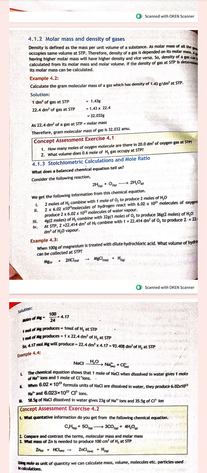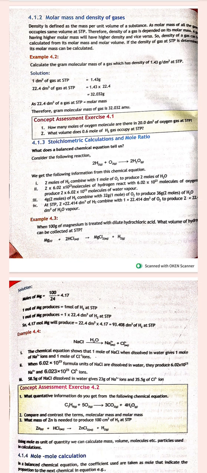Now we will see the molar mass and density of gases. Density is defined as the mass per unit volume. As molar masses of all the gases occupy the same volume at standard temperature and pressure, the density of a gas is dependent on its molar mass. So the density of a gas can be calculated from its molar mass and molar volume.